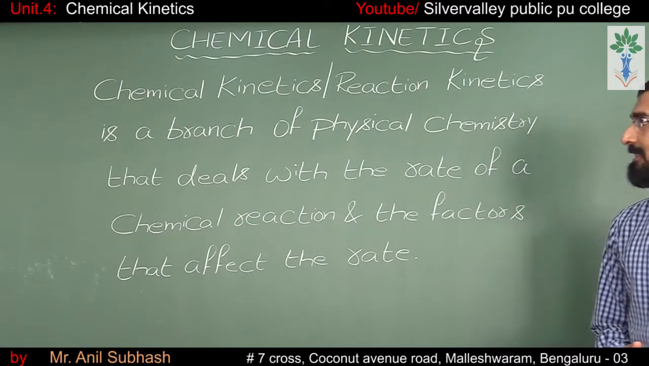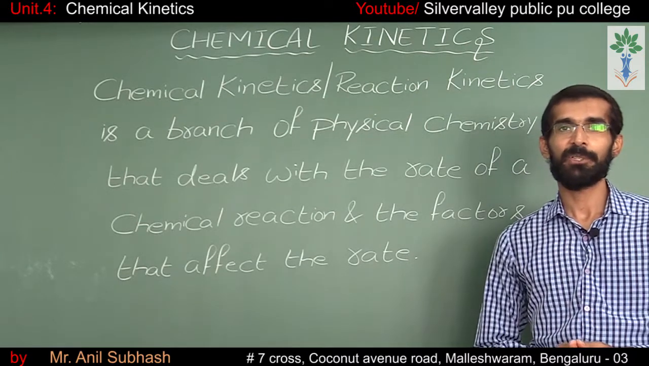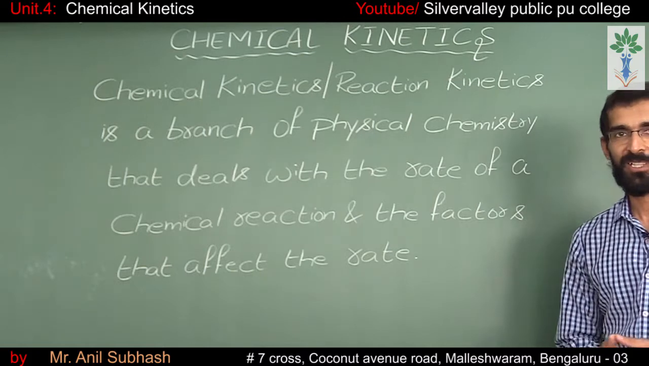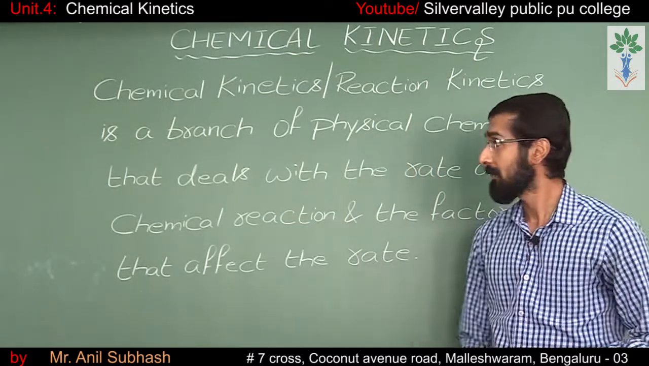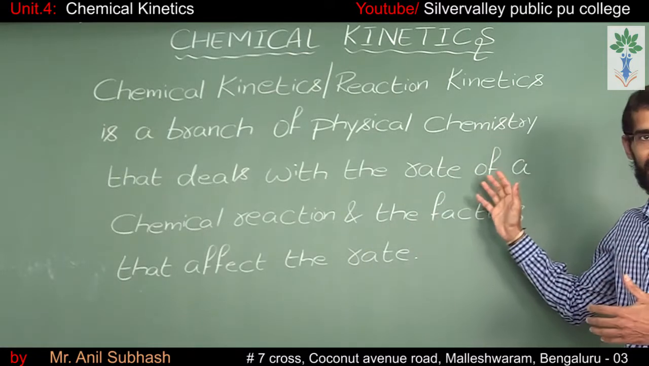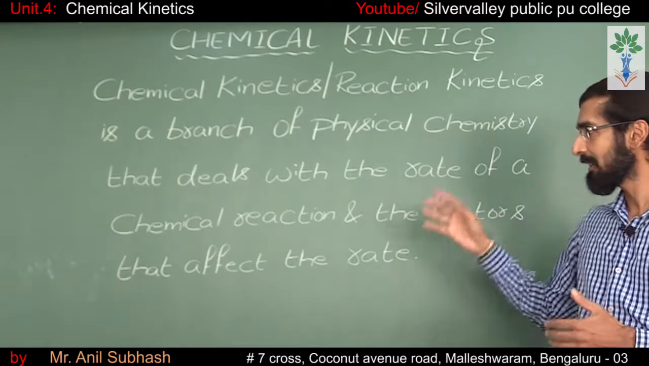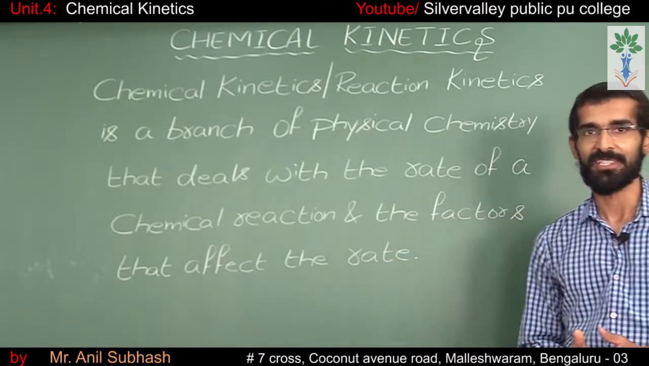Today we are going to discuss chemical kinetics. Physical chemistry is broadly classified into two types. One is chemical kinetics and the other one is thermodynamics. Here we will be discussing chemical kinetics. Chemical kinetics, or reaction kinetics, is a branch of physical chemistry that deals with the rate of a chemical reaction and the factors that affect the rate of a chemical reaction.